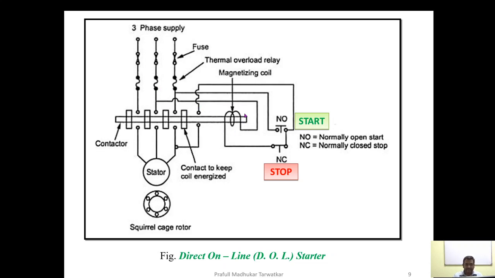Here we have a magnetizing coil of the contactor, which will either be energized or de-energized, either opening or closing the contacts. So when these contacts are closed, the motor will receive full supply voltage. When these contacts are open, the motor is disconnected from the supply. There are two push buttons, called the start push button and the stop push button. The start push button is a NO contact, whereas the stop push button is a NC contact. NO means normally open and NC means normally closed.